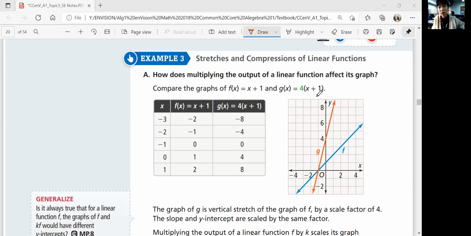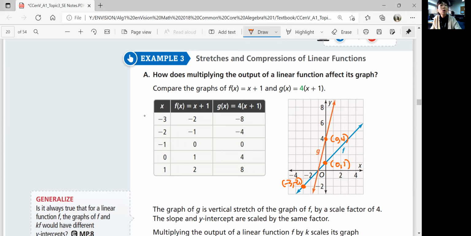Stretch means it's getting larger. Compress means it's getting smaller and narrower. So we're going to look at this and compare the numbers. Look at the table of values. These are some points. Your f of x has negative 3 comma negative 2, right? Your g of x will have negative 8 for negative 3. So it's like way down there. Okay, let's look at 0. 0 comma 1 for f of x, right? That's your y-intercept. 0 comma 4 is your y-intercept for your g of x.